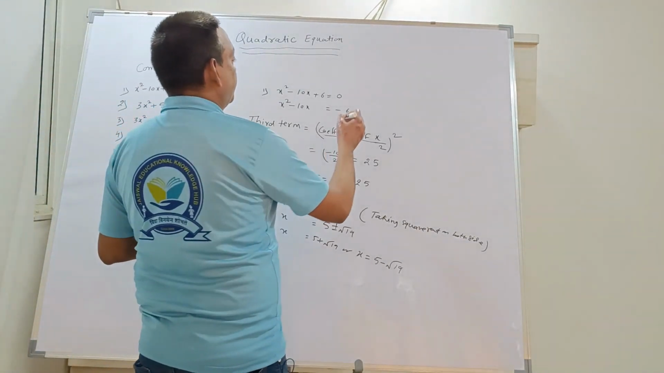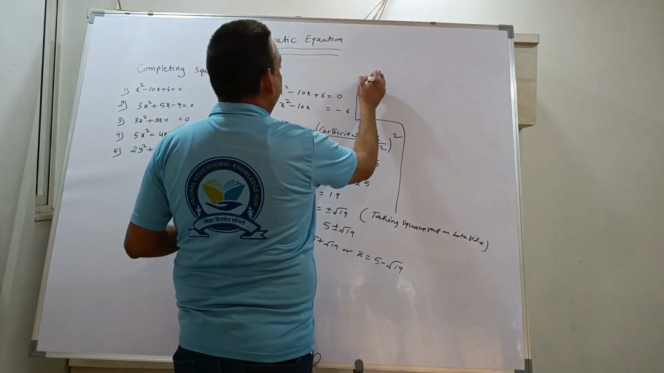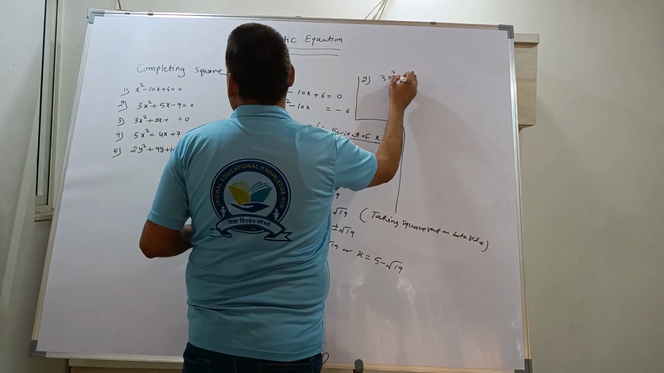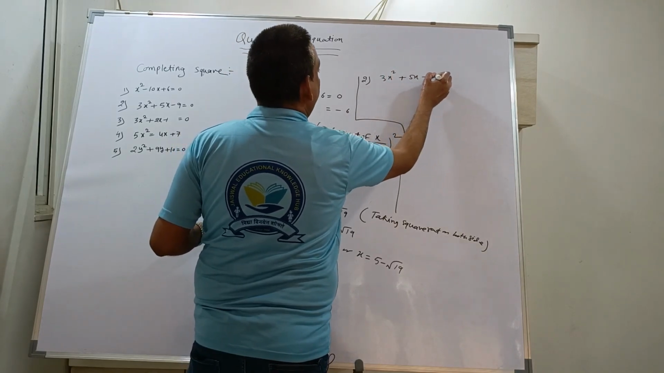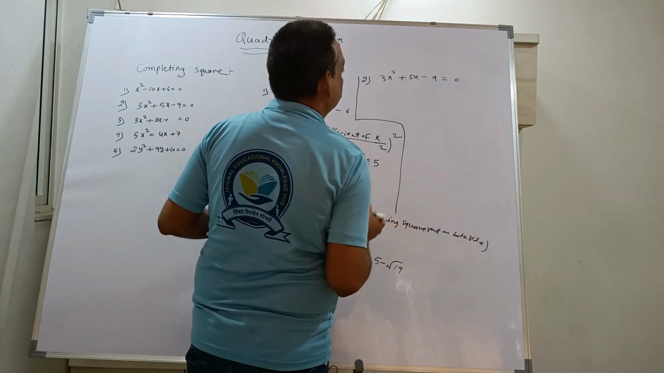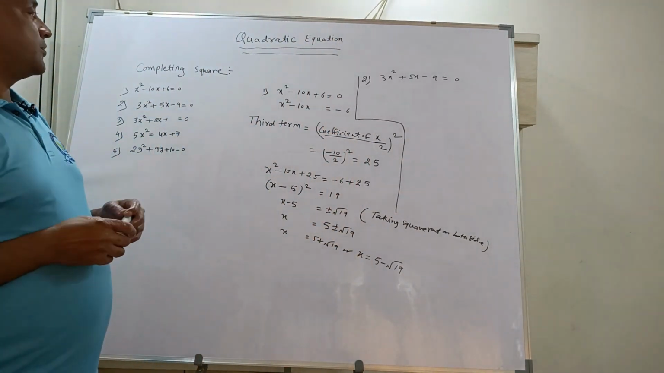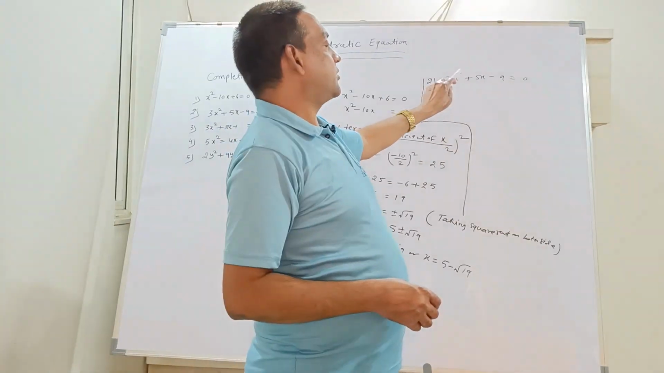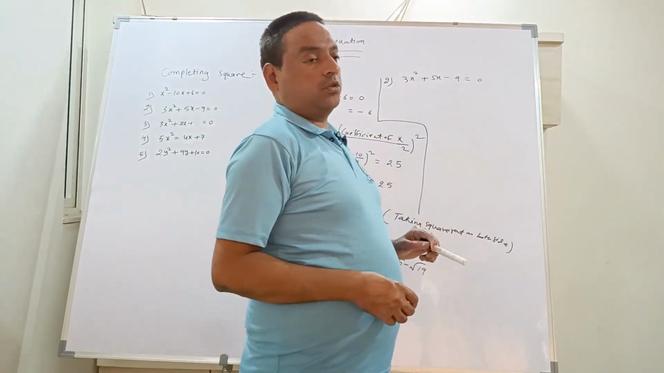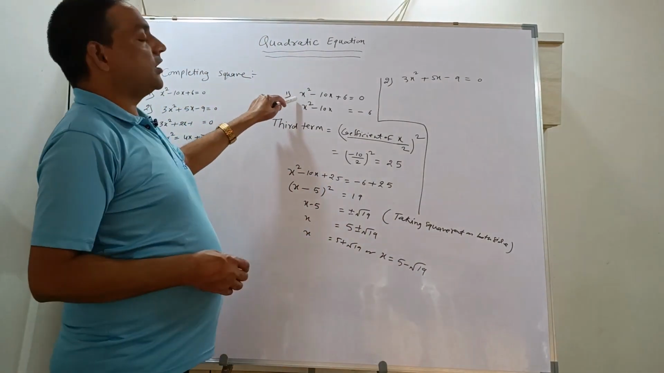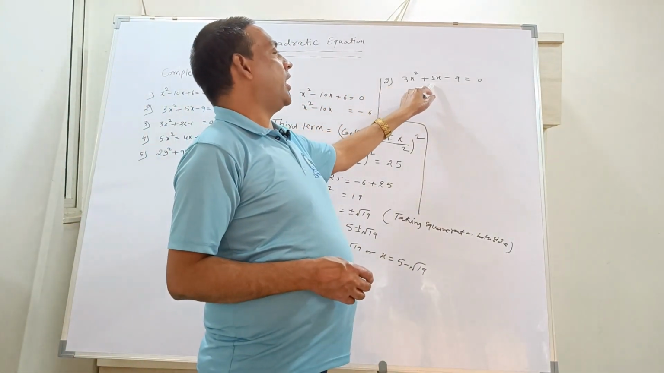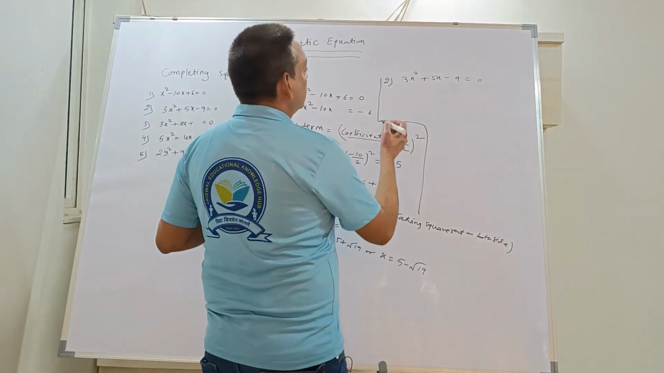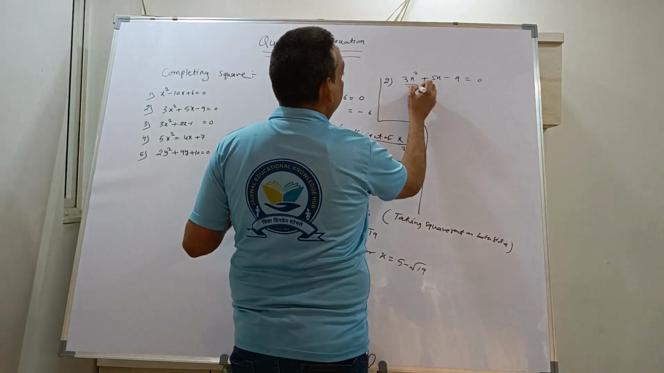Let's do one more sum. Now sum number 2: we have 3x square plus 5x minus 9 equal to 0. Same procedure, we have to do it by completing the square. What I told in the beginning: whatever number is given before x square, we divide throughout the equation. So what is given before x square? 3. So we divide everything by 3.